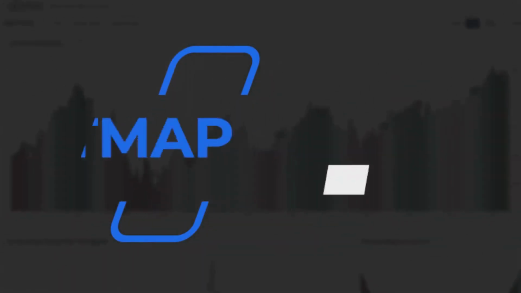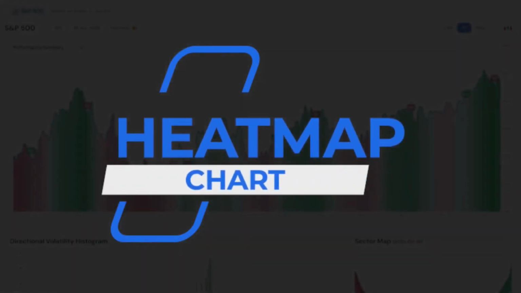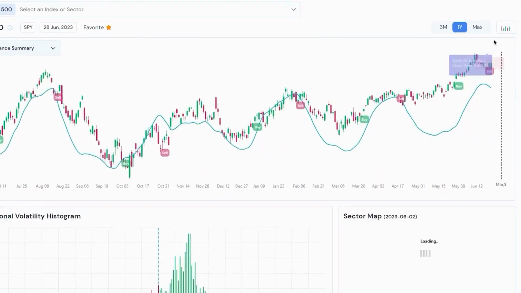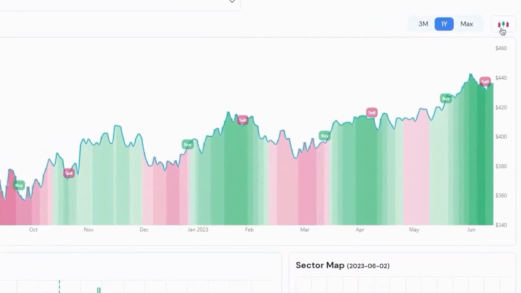So next is the heat map chart. The proprietary heat map chart for stocks and ETFs represents pockets of irrational investor fear and greed, represented by the colors red and green respectively on a daily basis. Now the way you get to that is you come up to this button right here, and that switches from the candlestick view to the heat map view.